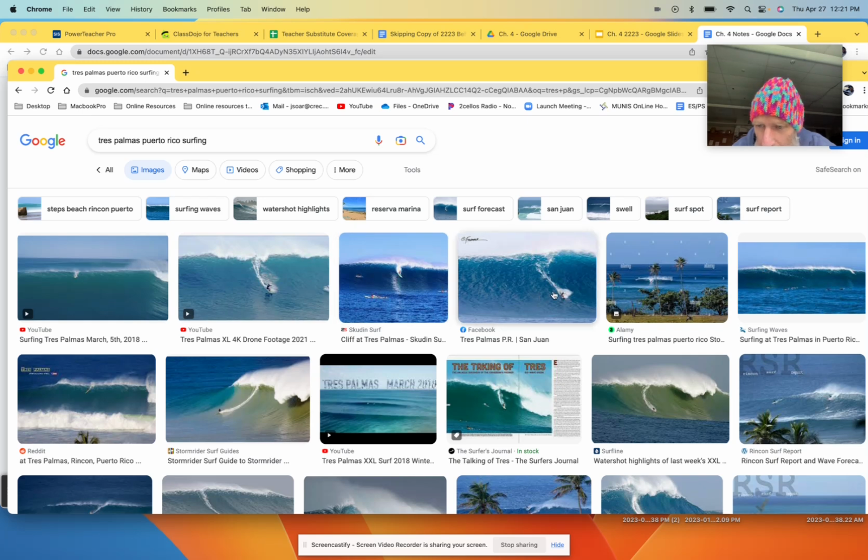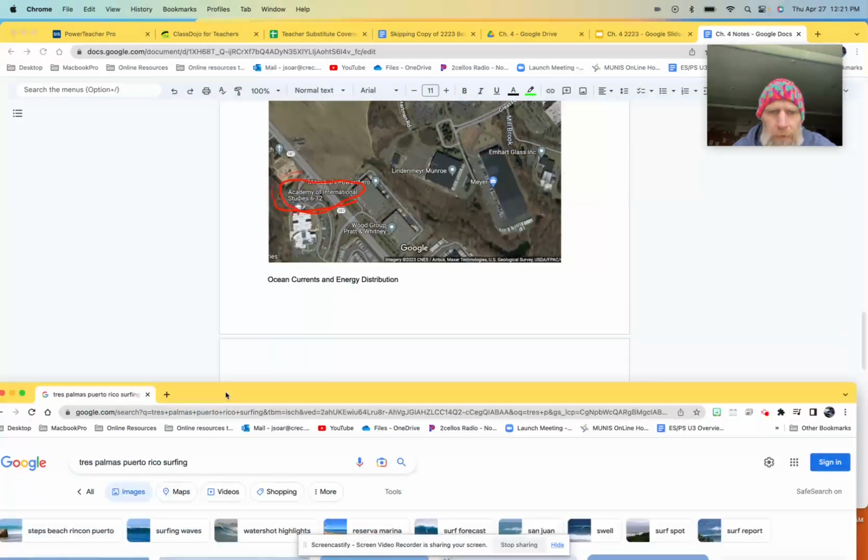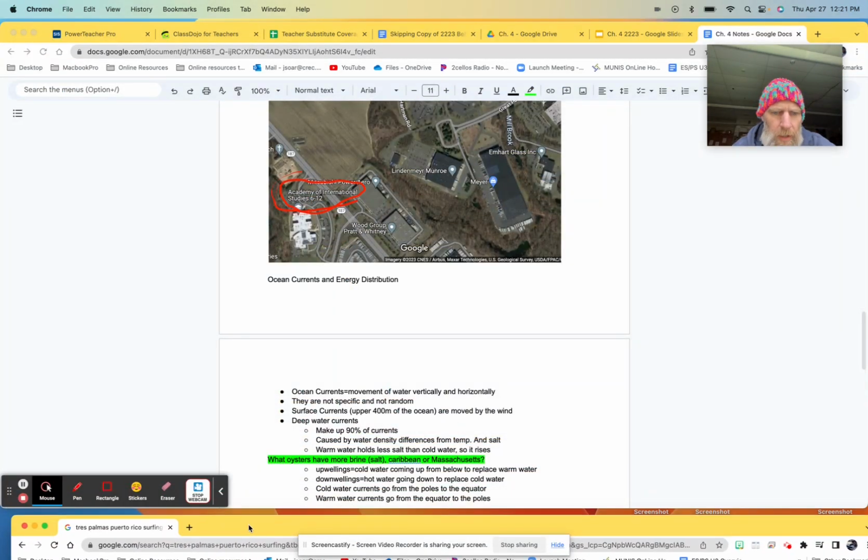Yeah, you get these massive waves like this right off of Puerto Rico. So that's why a lot of surfers love it. Anyway, back to this for a second. So that's why surface currents are moved by the wind. I'm sorry, the upper 400 meters, the surface currents.